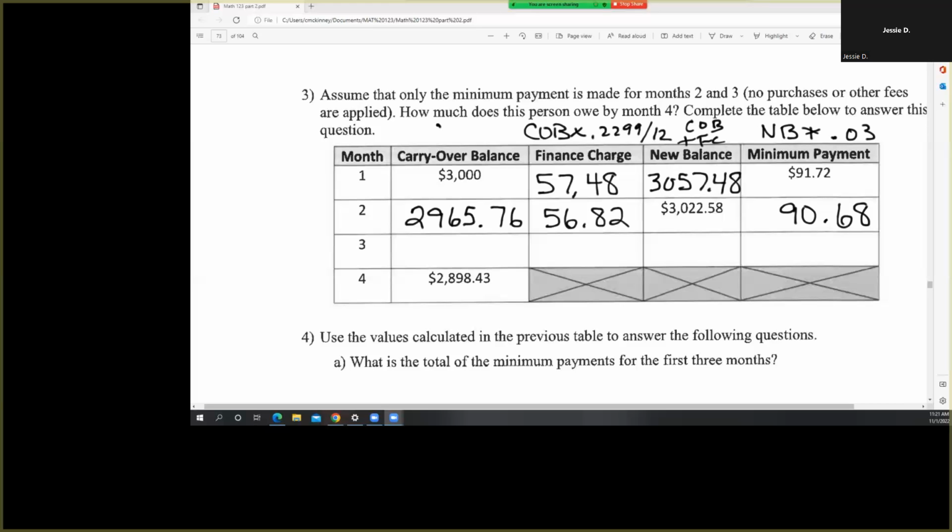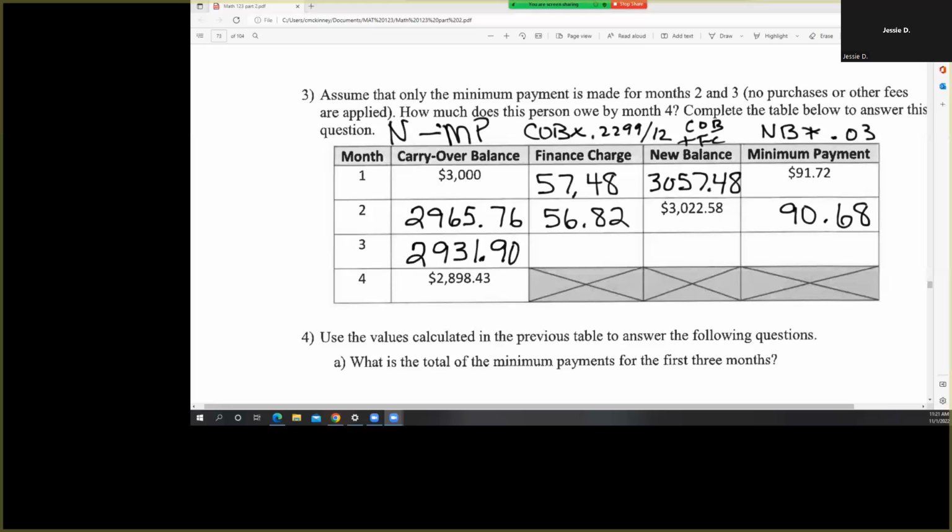So then how do we get our carryover balance? How do I know what goes? 3,022 minus 90.68. Yes, take your new balance, subtract the minimum payment. Good. So this one, new balance, subtract minimum payment. So the beginning for month three, 2,931.90 is what I have. You guys agree?